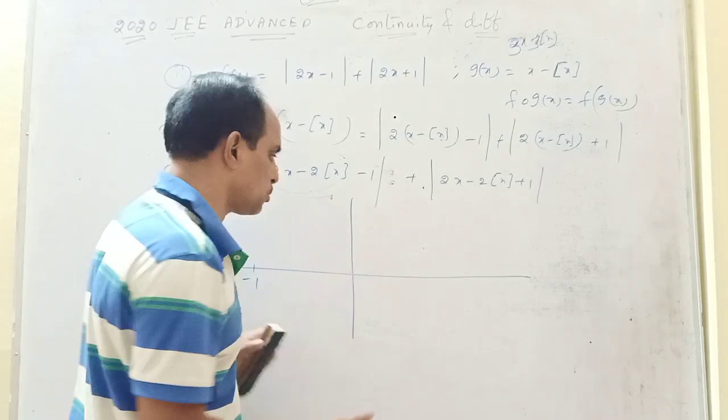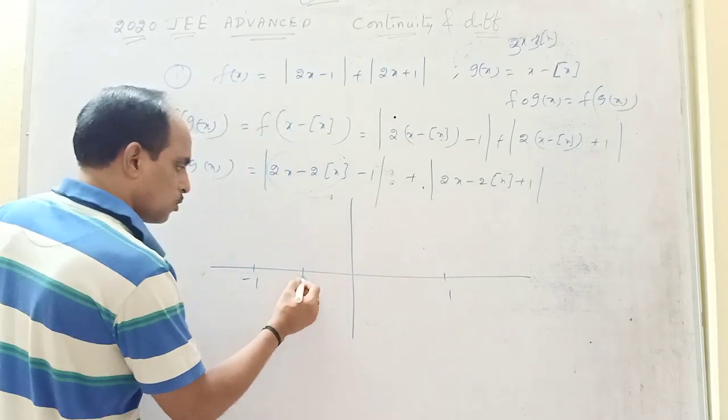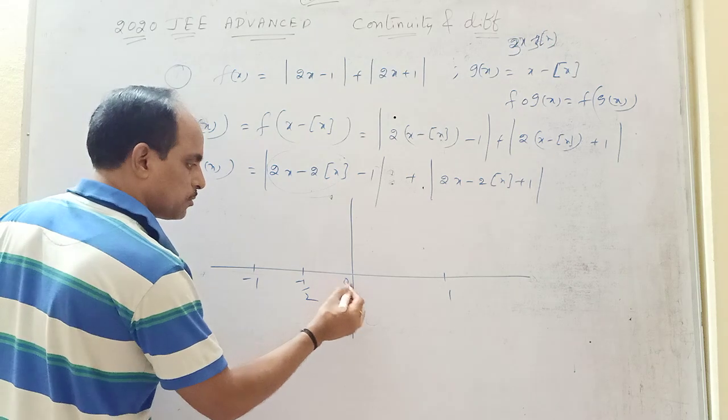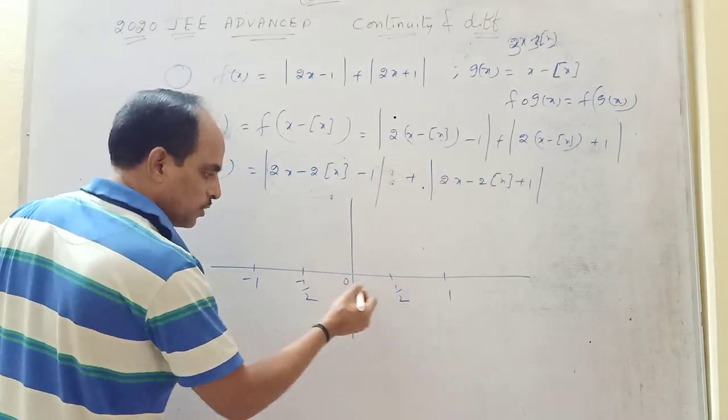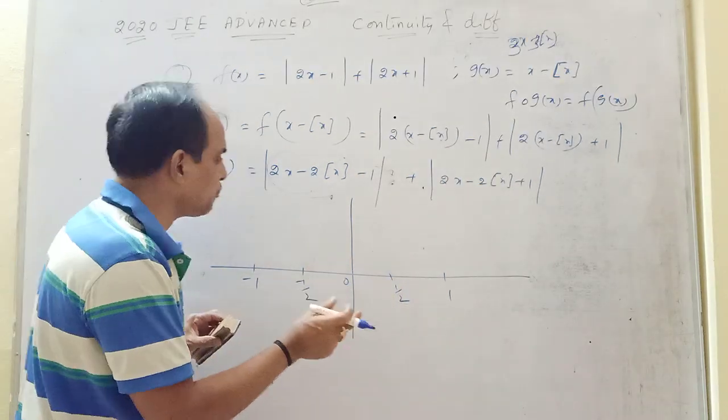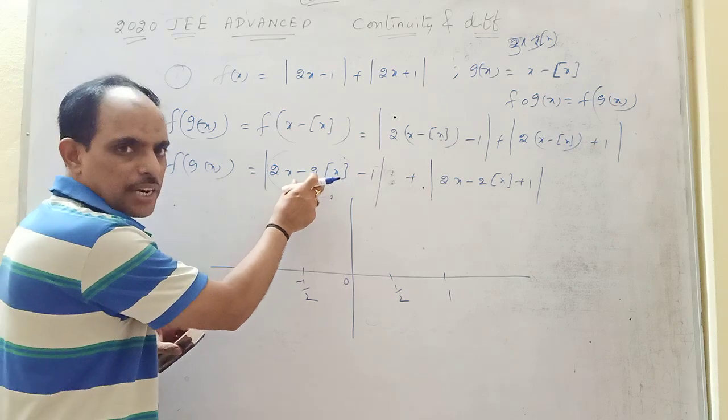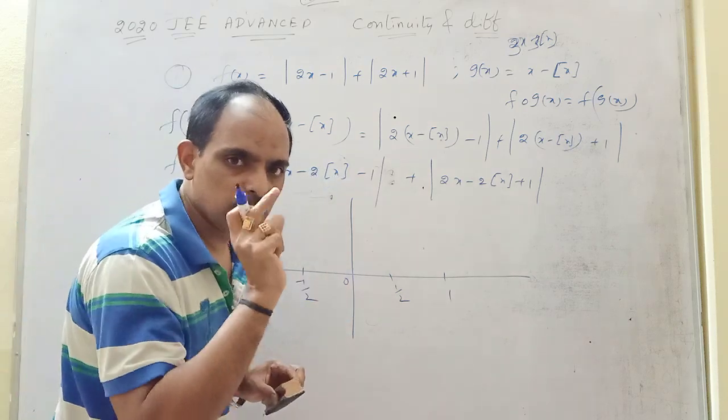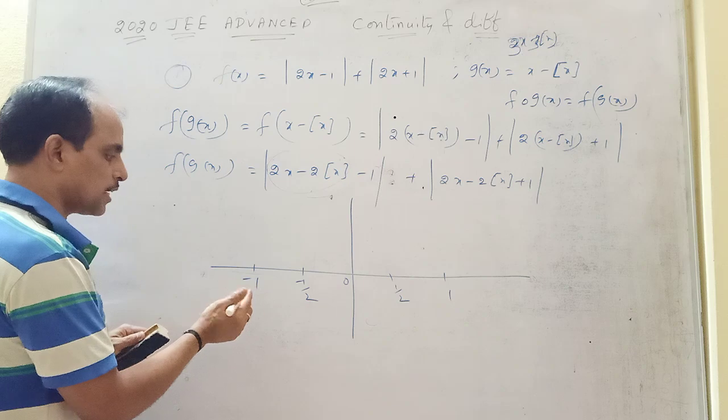That is the given limit in the question: -1 to 1. Now I am going to take -1 by 2, 0. How do I know? We have to consider the limit as 1 by 2 because it is a periodic function. This period is nothing but 1 by 2. Now I am going to draw this graph.